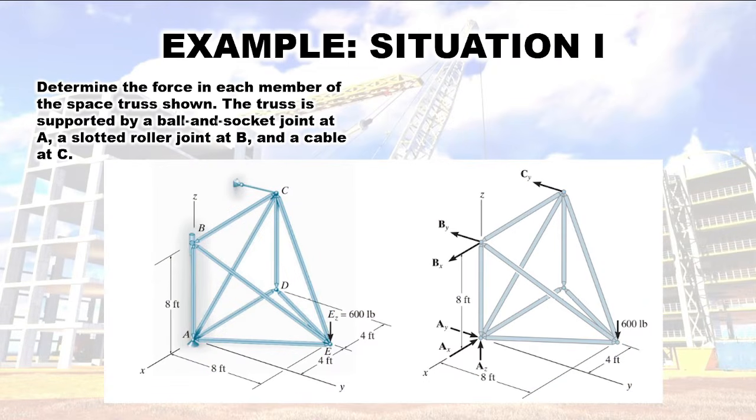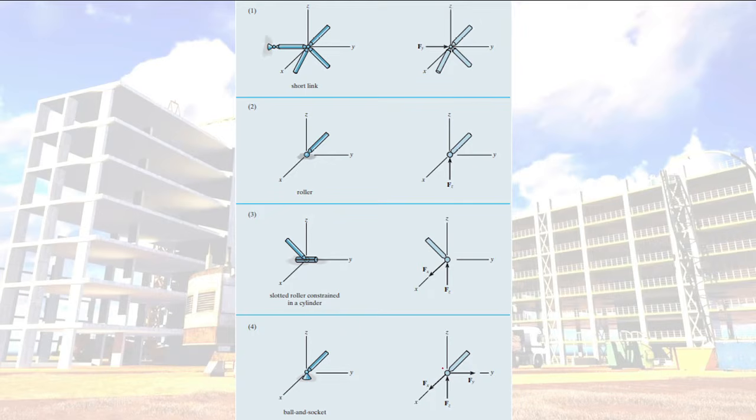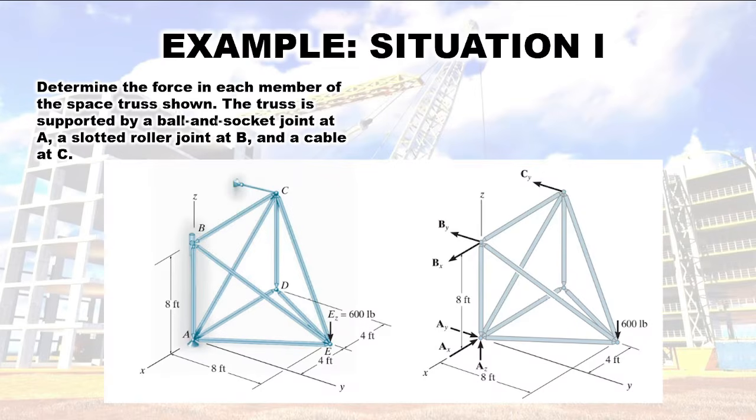For example, determine the force in each member of the space truss shown. The truss is supported by a ball and socket joint at A, a slotted roller at B, and a cable at C. At joint A, you have a ball and socket reaction. So, going back to our figure, for the ball and socket we have reactions at X, Y, and Z. So here also, we have X, Y, and Z.